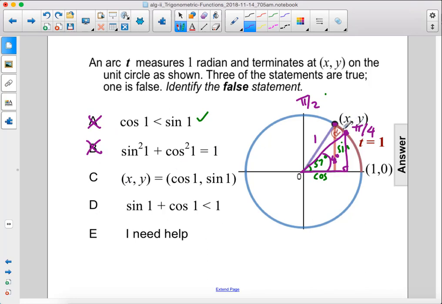This point xy is cosine 1, sine 1. That is true. The x-coordinate is this length here, the cosine, and the y-coordinate is the length of this line, the sine. So that is true.